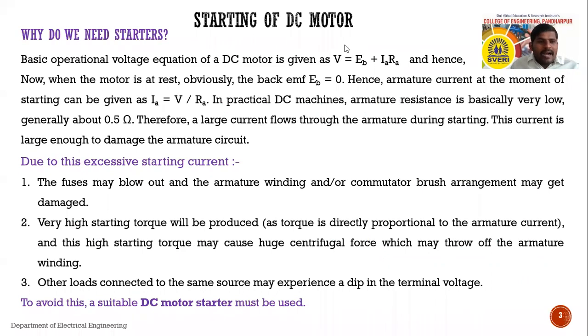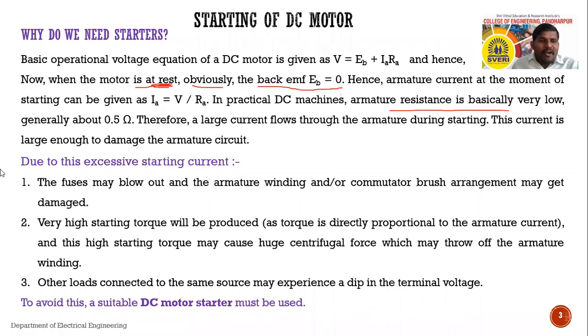Now at the time of rest condition, when the motor is at standstill condition, obviously the back EMF of the motor, that is EB, is equal to zero. And if the back EMF of the motor is equal to zero, at that situation your equation becomes: the armature current IA is equal to terminal voltage V divided by RA. In practical DC machine, armature resistance is basically very low.